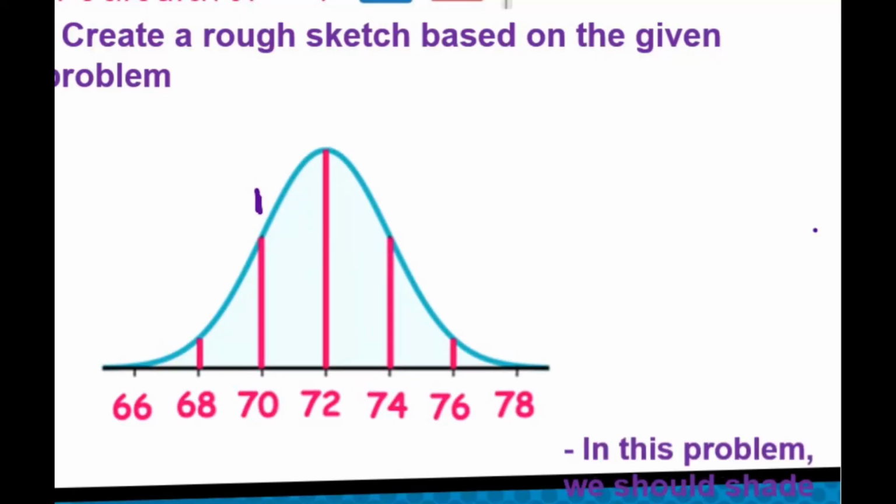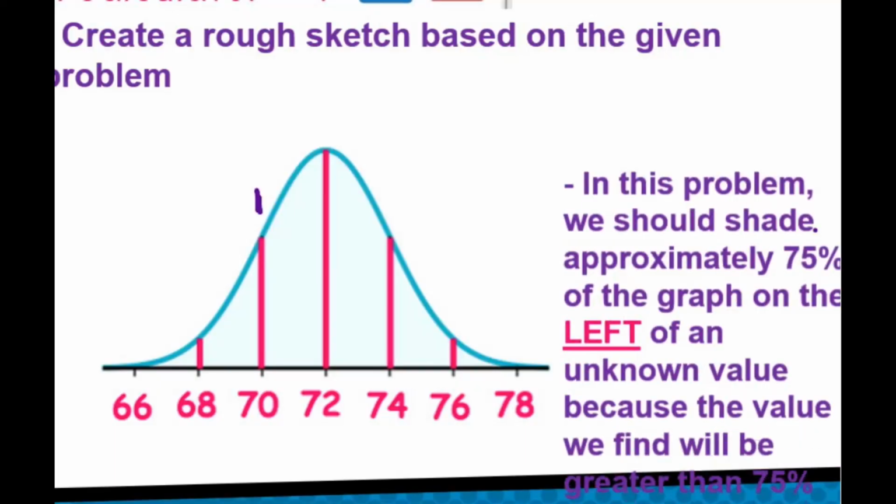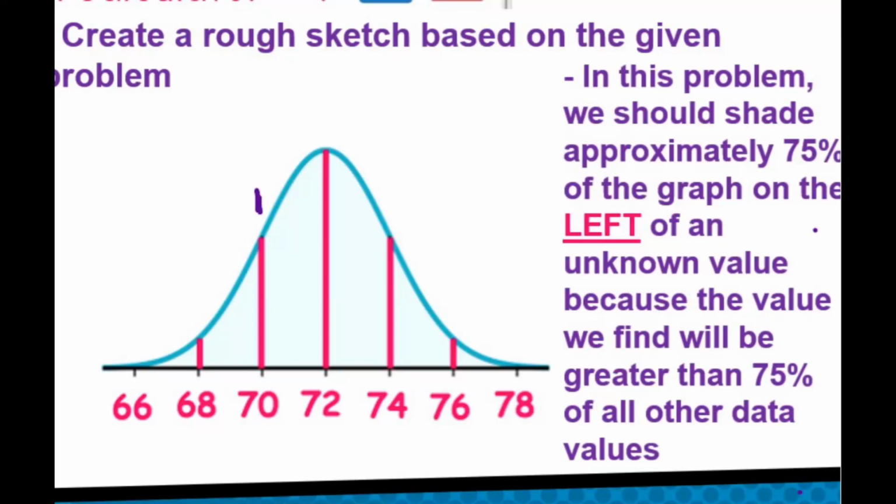We're going to create a rough sketch based on our given problem. I don't know where this is going to be, but basically I'm going to be shading approximately what I think looks like 75% of this graph, which is not going to be exact. And I'm going to be shading the left side of a value because I'm looking at a WNBA player who is taller than 75% of the data.